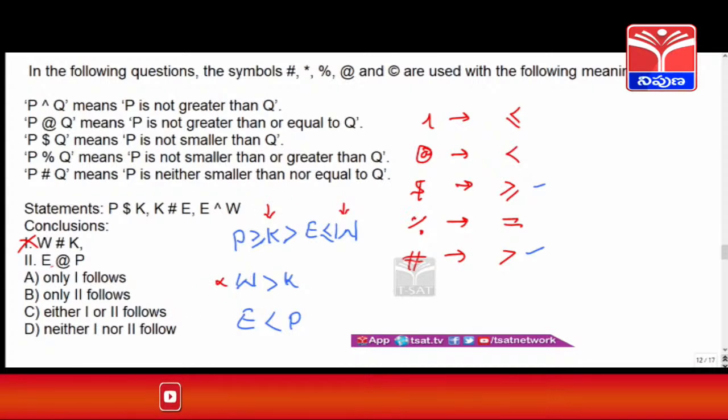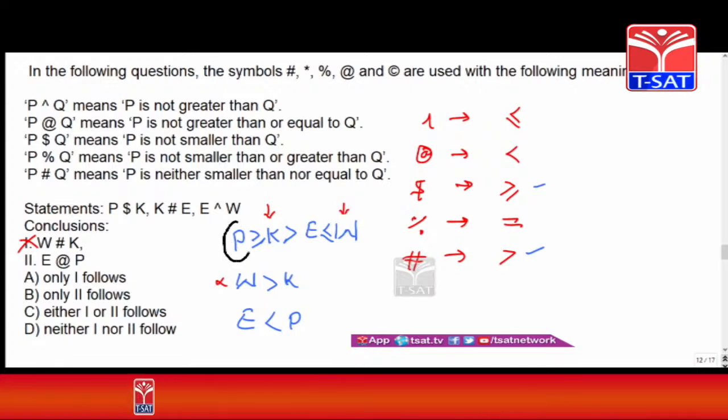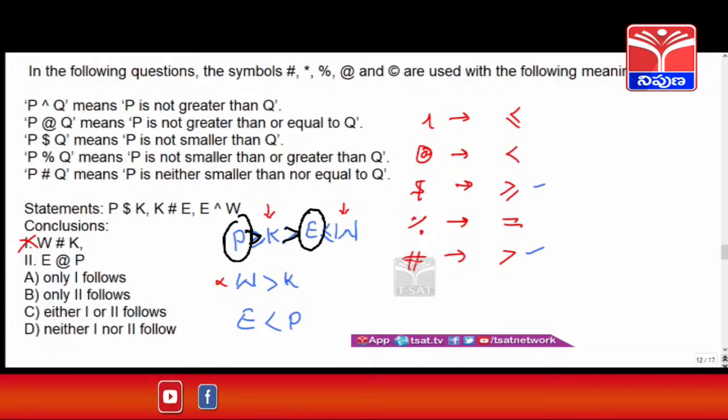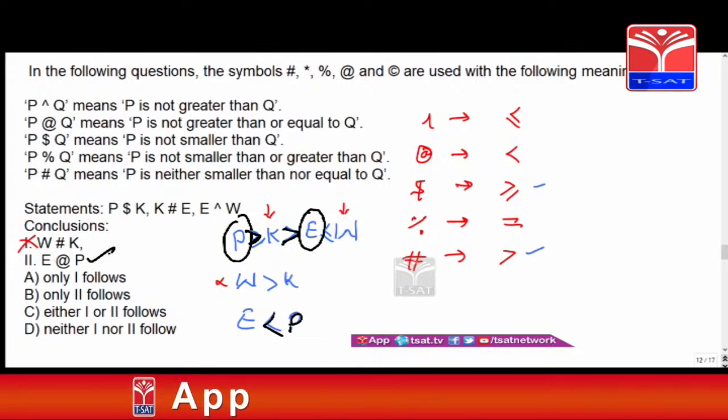See the next conclusion. The relation is between E and P. It says that P is greater than E. Now see the relation between P and E. You have P here and E here, and he is saying P is greater than E, and all the greater symbols are towards P. So here also the greater symbol is towards P. So P is greater than E. This particular conclusion is correct. So our answer will be: only conclusion 2 follows.